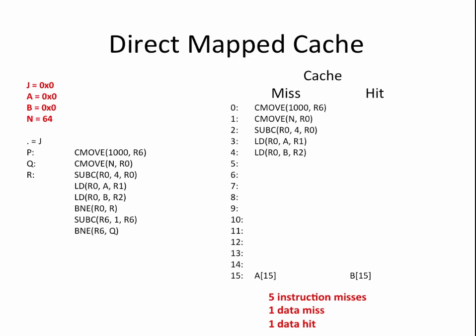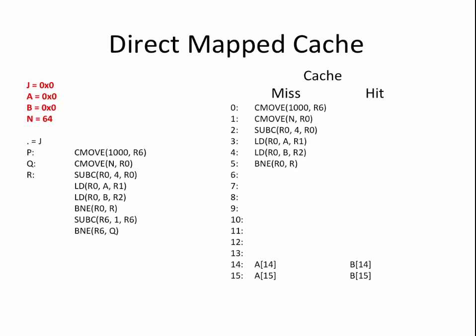Next, we need to access the BNE instruction. Once again, we get a cache miss, which results in loading the BNE instruction into line 5 of our cache. The inner loop is now repeated with R0 equal to 60, which corresponds to element 14 of the arrays. This time through the loop, all the instructions are already in the cache and result in instruction hits.